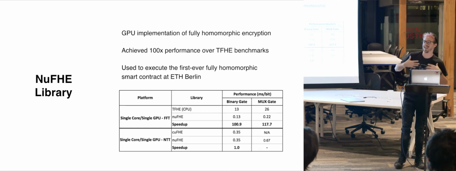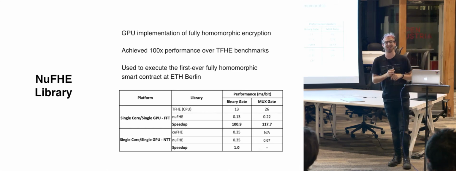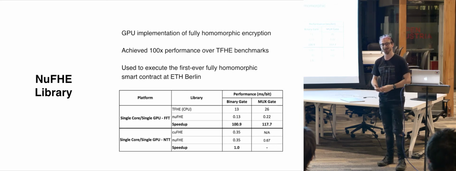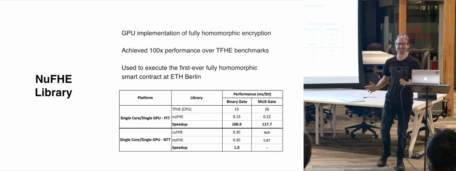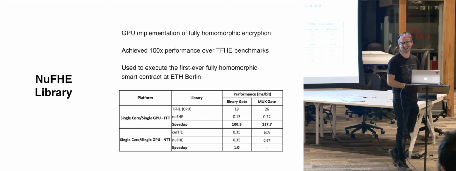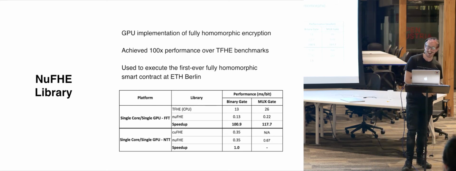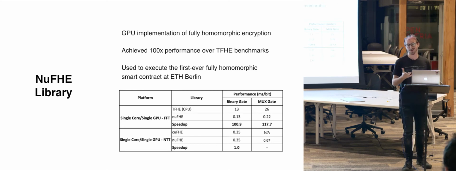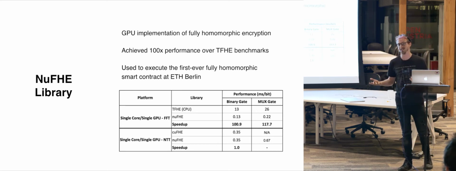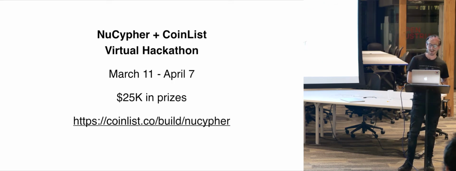It wasn't a huge smart contract like you'd normally think of, but that's why we called it Sputnik. It's like launching the first ever satellite, just to plant the flag in the ground and say, we're doing this. So yeah, it's really cool. It's achieved some pretty considerable speed ups over other libraries that are out there right now.